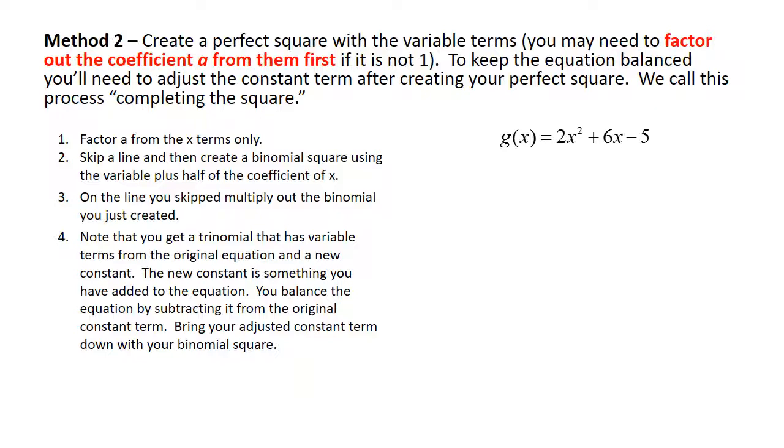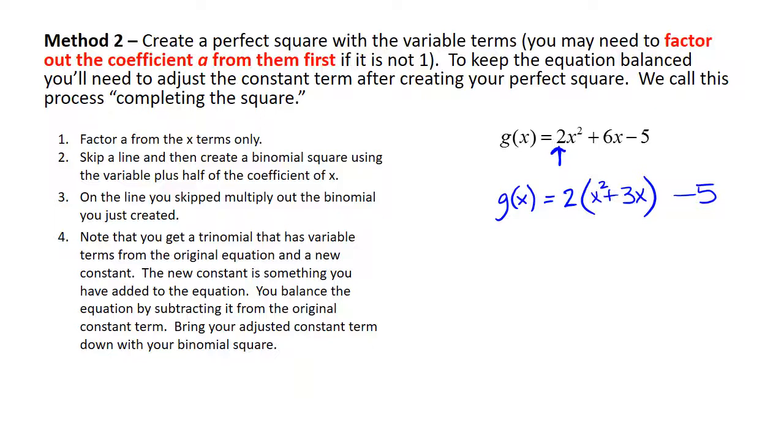Here's a third example where we have a significant leading coefficient of a. In this case, the coefficient a is 2. So remember, if we have a leading coefficient that's significant, we would factor it from the x terms first. Taking that 2 out, we get x squared plus 3x. Remember, you're only taking it out of the x terms. You keep the minus 5 off to the side. So the constant always comes off to the side, whether it's positive or negative, always put it off to the side.